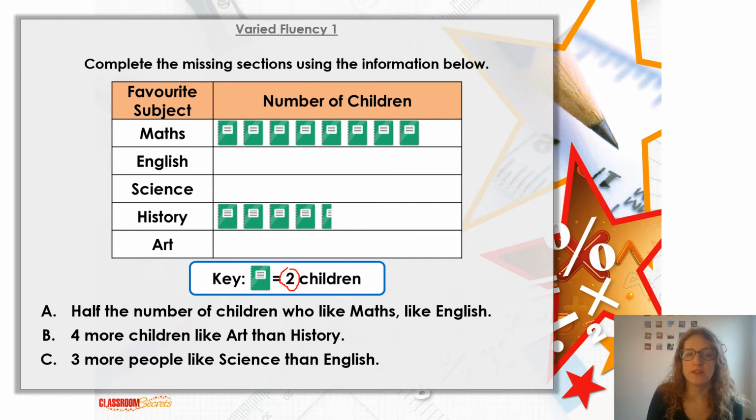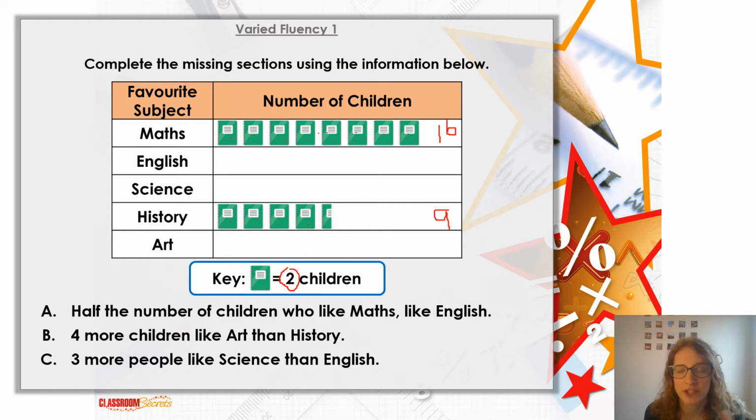Before we start, let's work out how many for maths and history. For maths, we've got 2, 4, 6, 8, 10, 12, 14, 16. Apologise for the writing with the pen here. Let's have a look at history. We've got 2, 4, 6, 8 and a half. How would we do that? What's half of 2? It's 1, so 9 children have chosen history.